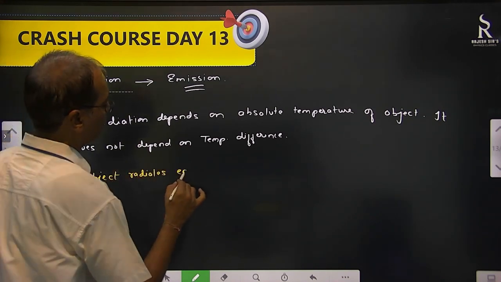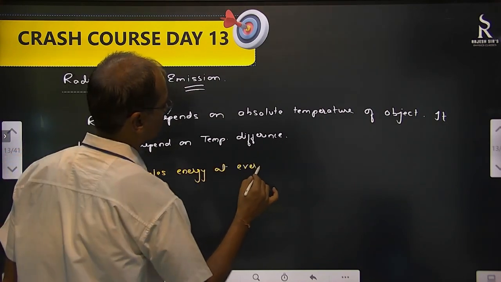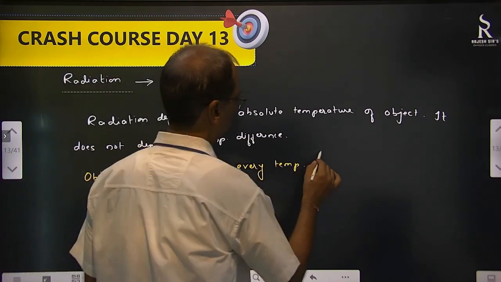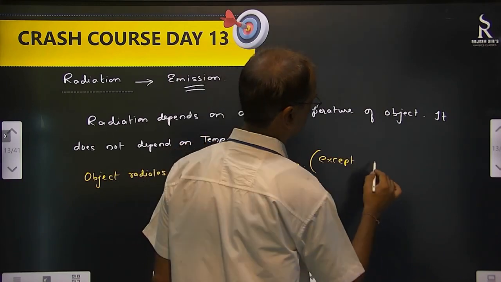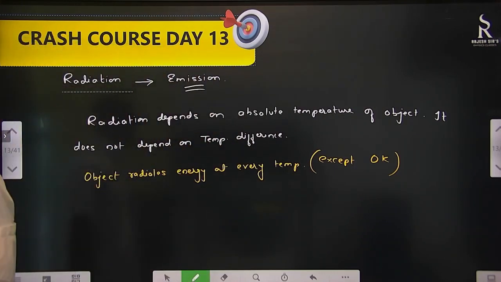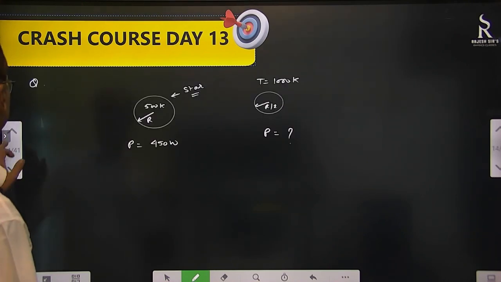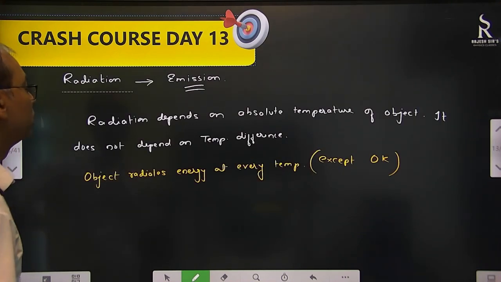Radiates energy at every temperature except absolute zero. That is right. This is radiation. Then what do we have? Okay, we have a direct question. So what is the power emitted then?